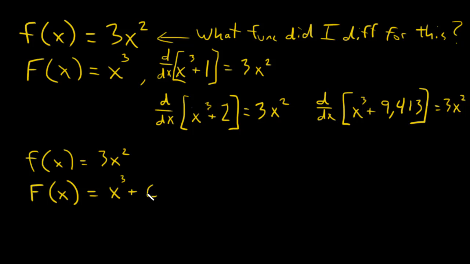That c is a catch-all for a potential constant that disappears during the differentiation part because this is going to be a 0 when I differentiate it. Okay? So this right here is the general solution, because that c is a placeholder that stands for all the possible constants that could have been added to x cubed. Alrighty?